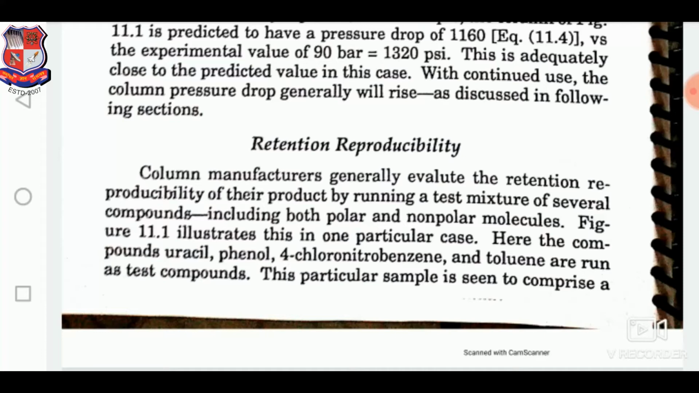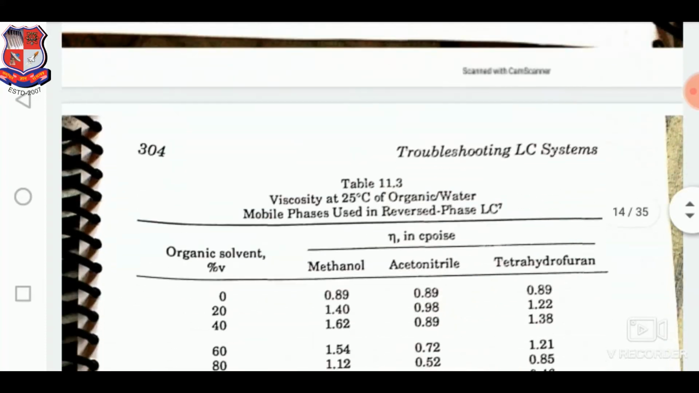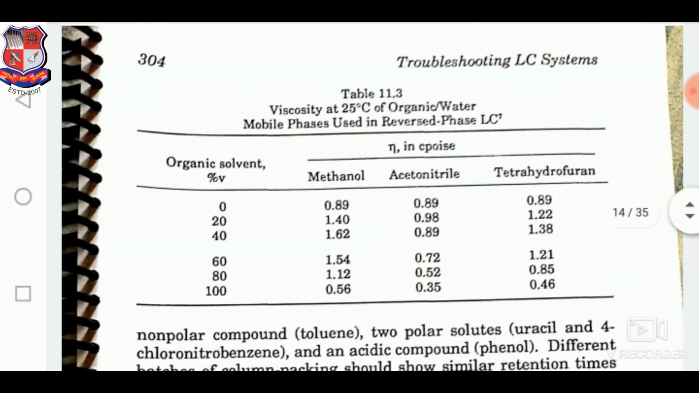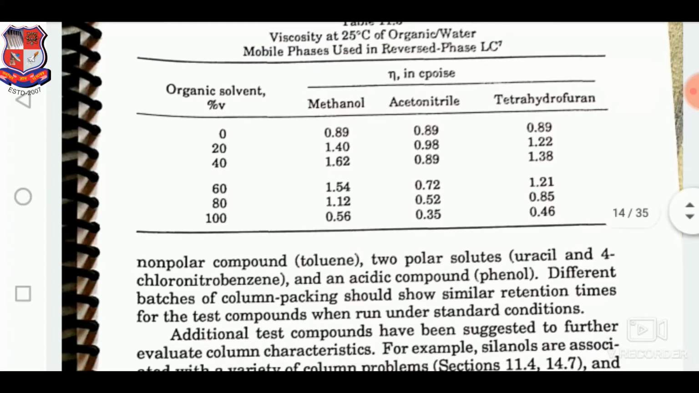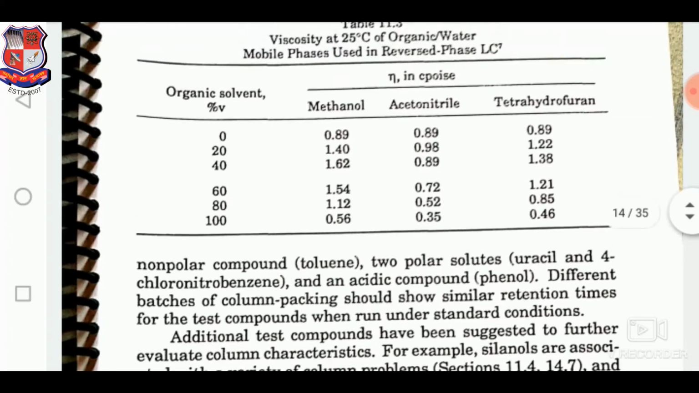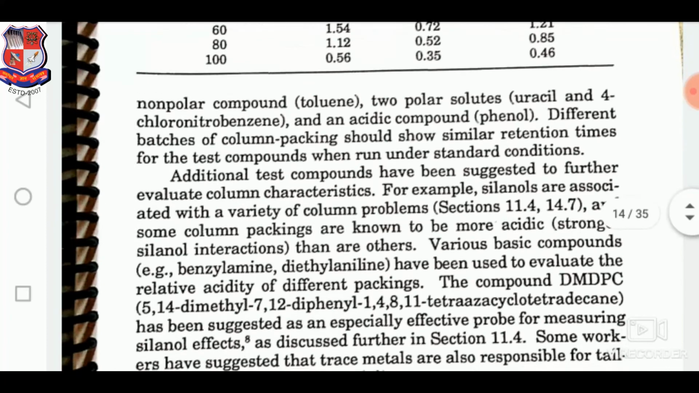The column manufacturer generally evaluates the retention reproducibility for their product by running a test sample of polar and non-polar compounds. Viscosity at 25 degrees centigrade of organic-water mobile phase used in reverse phase. So how that composition will change, and also how that viscosity changes subsequently.